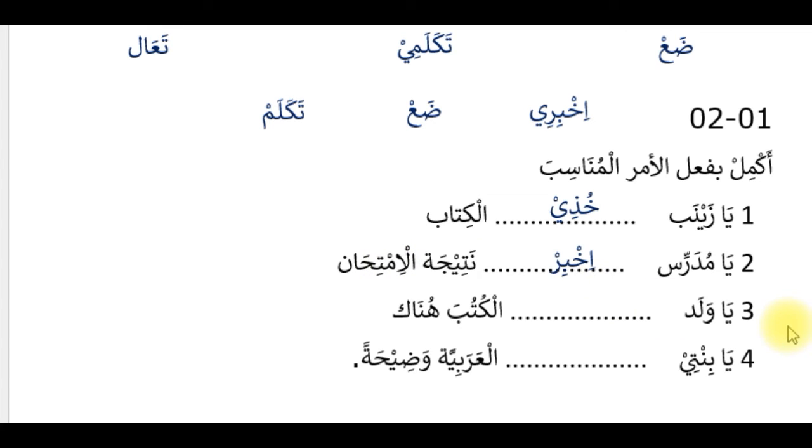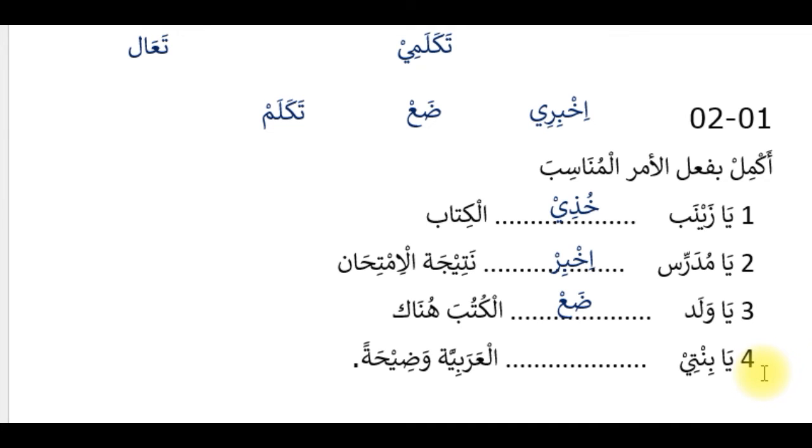3. يا ولد. ولد, a boy. الكتب, books. هناك, there. So we're going to use this. تعال, no, come. تكلم, speak. So this is about books, so we are going to use ضع, put. يا ولد, ضع الكتب هناك. Oh boy, put the books there.